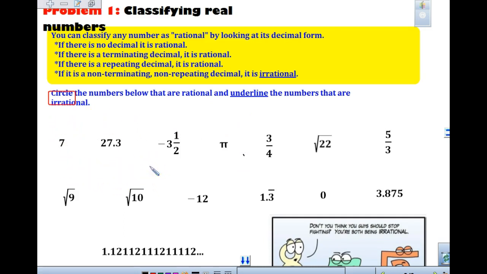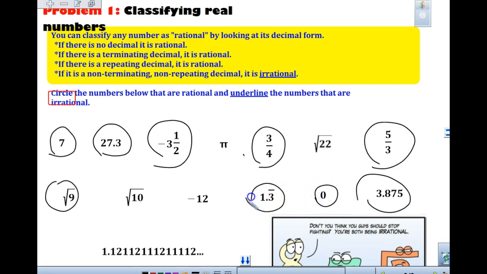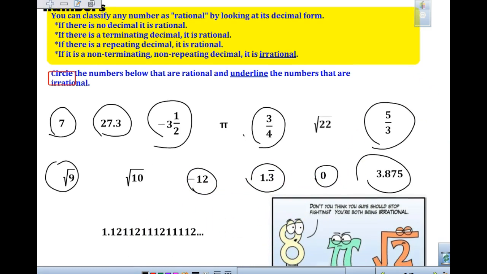Okay, so check with the people sitting by you, in front or behind you, and see if you agree with what you have circled and underlined. Do you agree with, as you're looking at mine up here, that these are all rational? Rational means it can repeat or it can end. It would also be an integer. Could be a whole number, right?